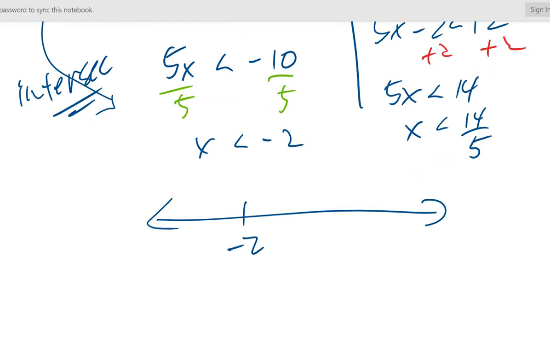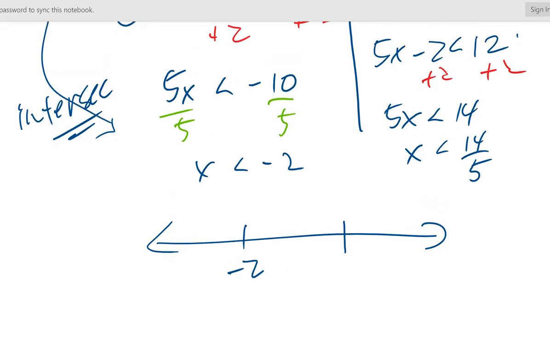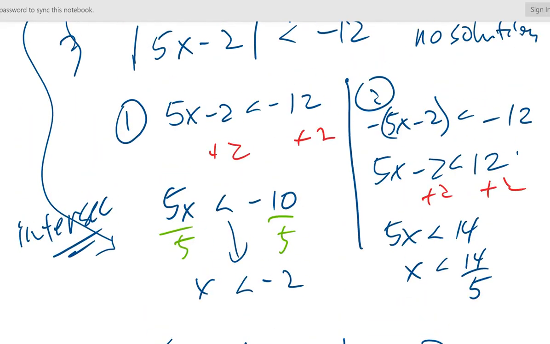Here's -2. Here's, oh wait, hang on. This had to be greater than because we divided by a negative. Nope, less than. Oh wait, slight mistake up here. From this step right here to this step right here, we should have switched the negative sign because we multiply both sides by a negative. So let's do that. This has to be a greater than.